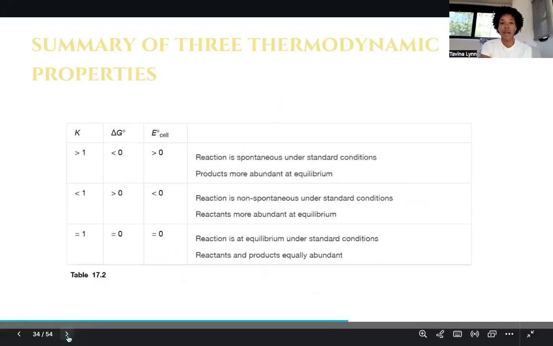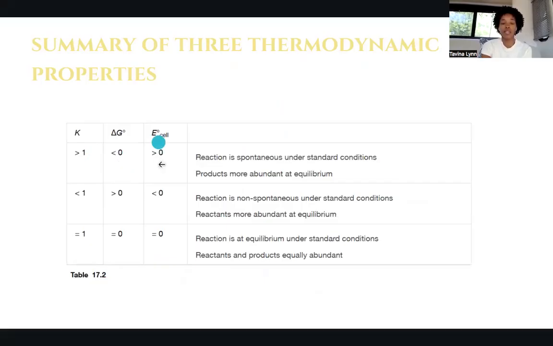So let's summarize these three properties. If K is greater than 1, delta G is less than 0, and standard cell potential is greater than 0, the reaction is spontaneous under standard conditions. And the products will be more abundant at equilibrium.